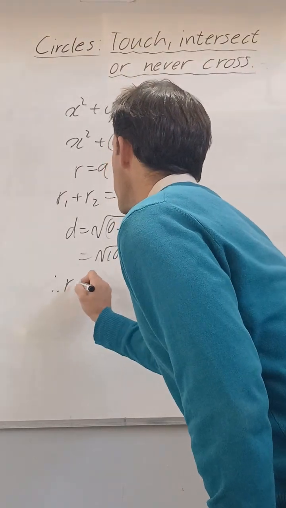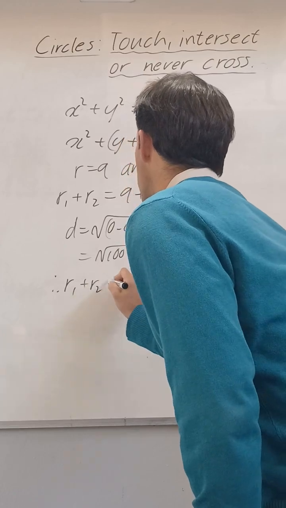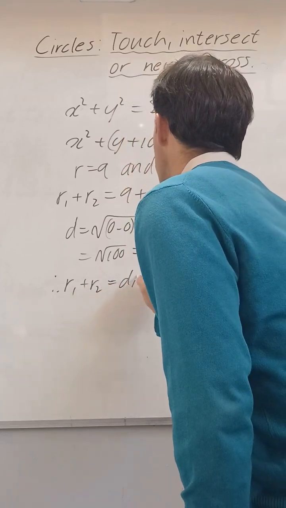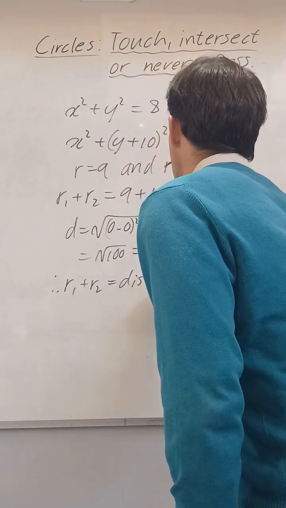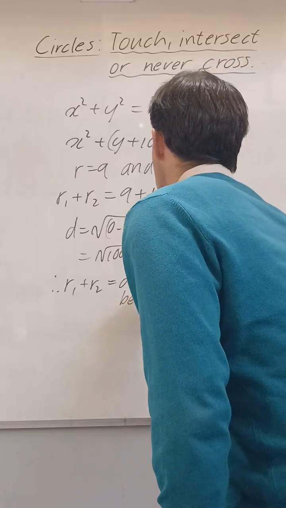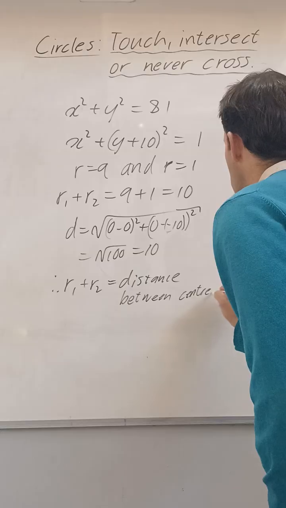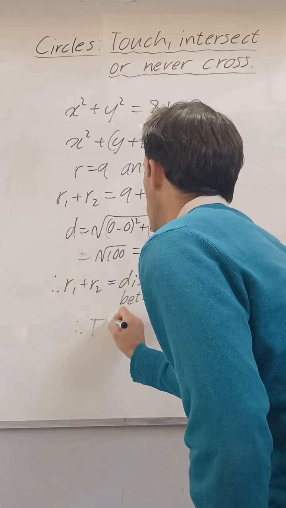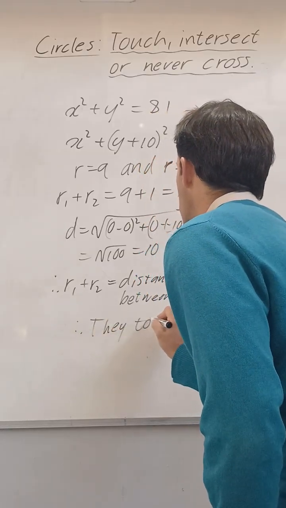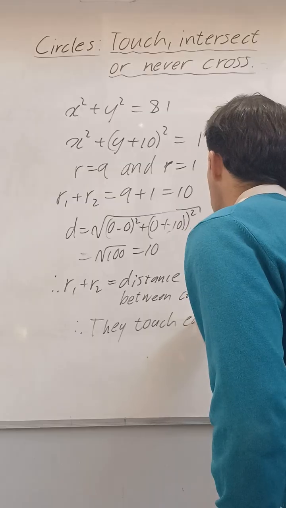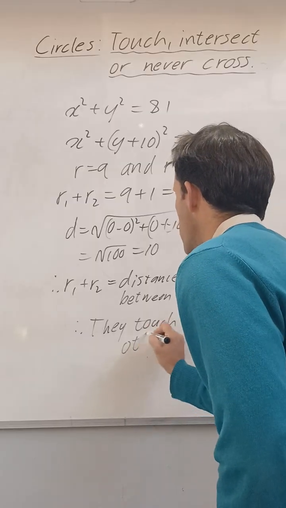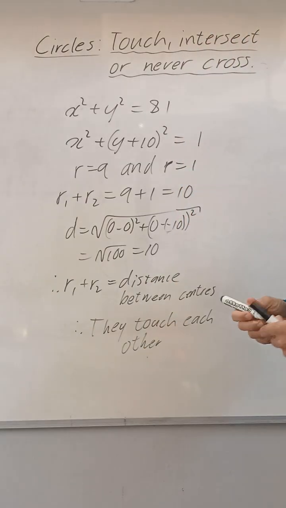Then you can say the radius of the one plus the radius of the second one is equal to the distance between the centers. Therefore, they touch each other. They don't intersect. They just touch each other.